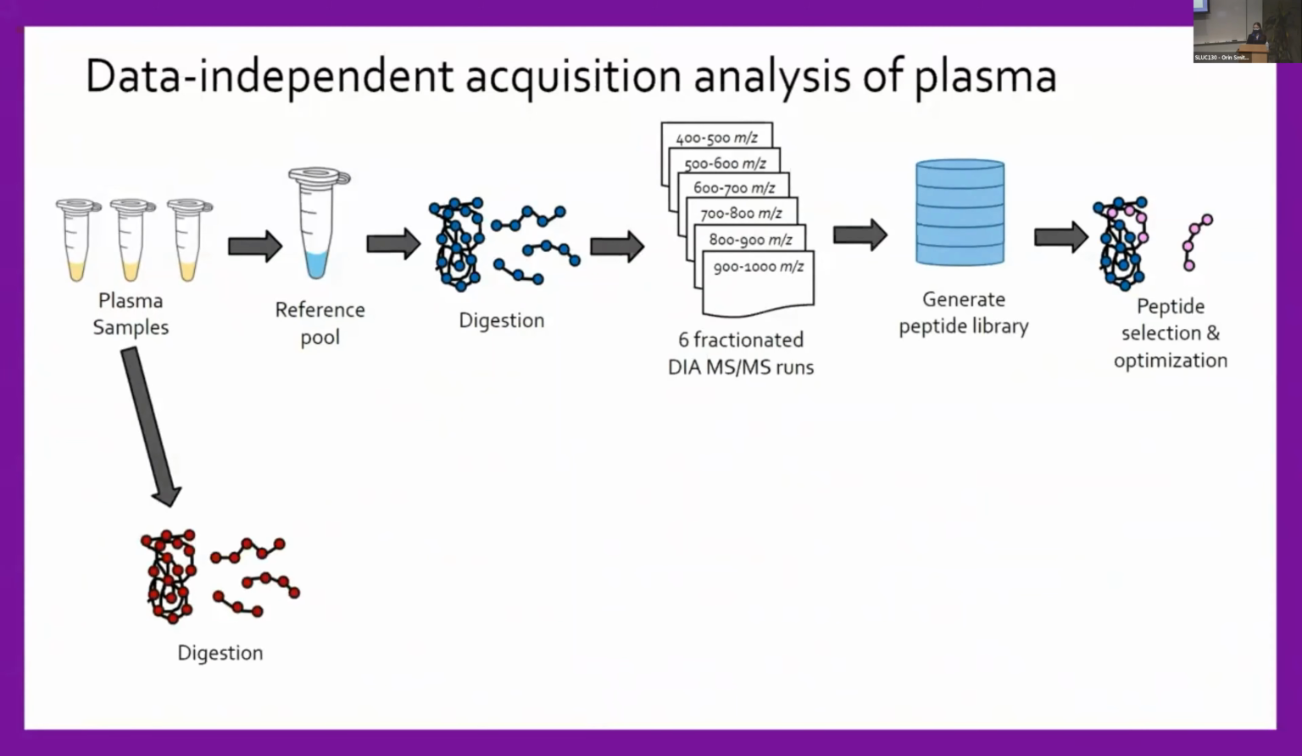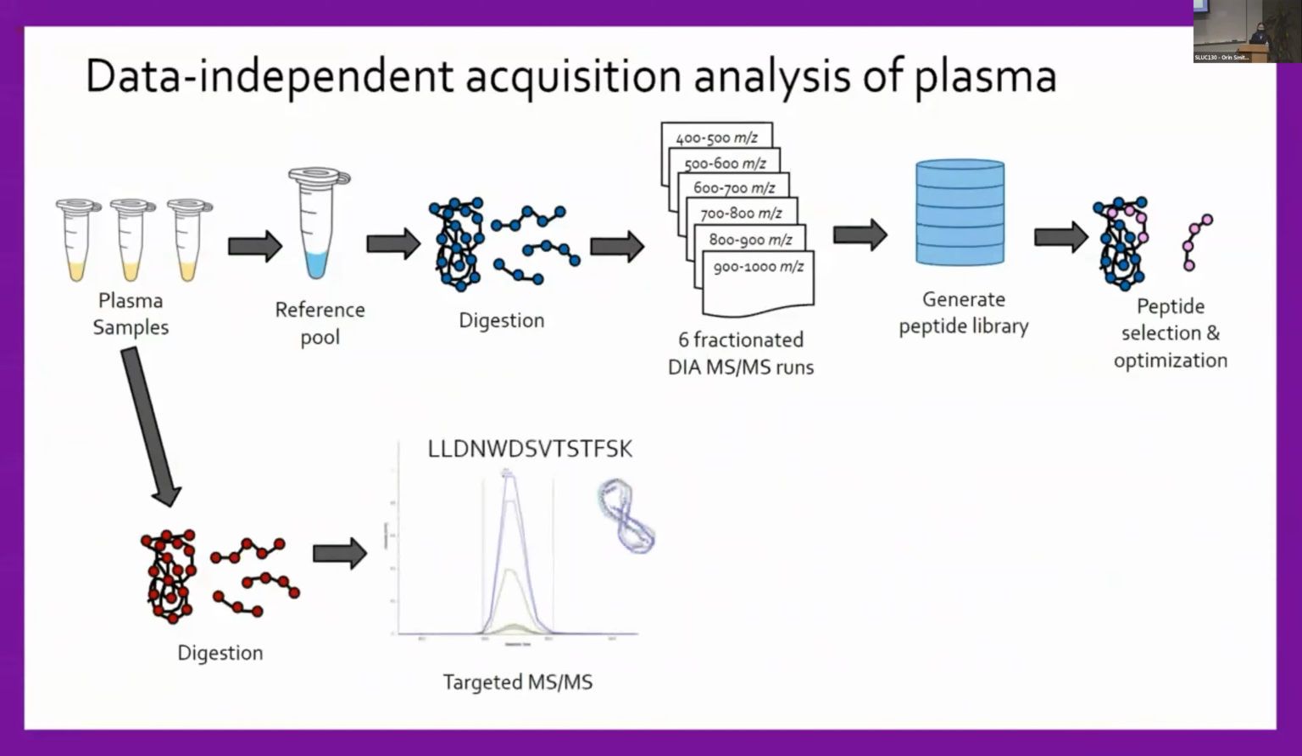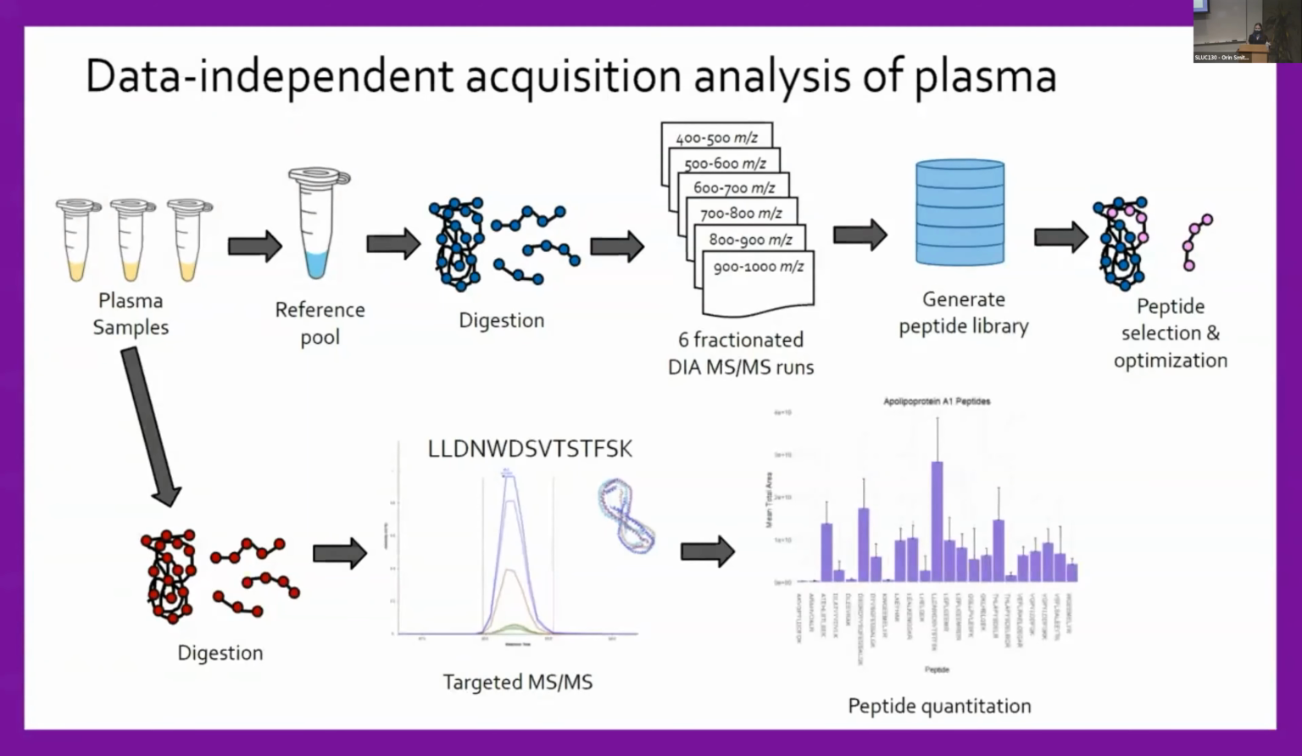And once we have selected our proteins and peptides for quantitation, we go back to our original plasma samples, digest those from each of the individuals, and then we can quantify the amount of proteins. In this particular case, the picture is apolipoprotein. But we can do this at the peptide level and at the protein level and get an idea of how much of each we have across age.